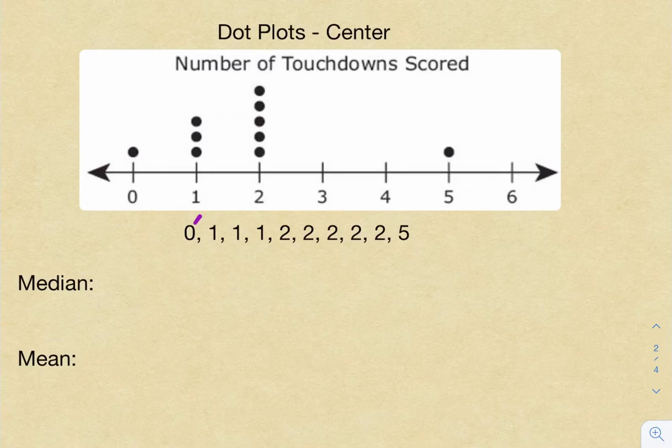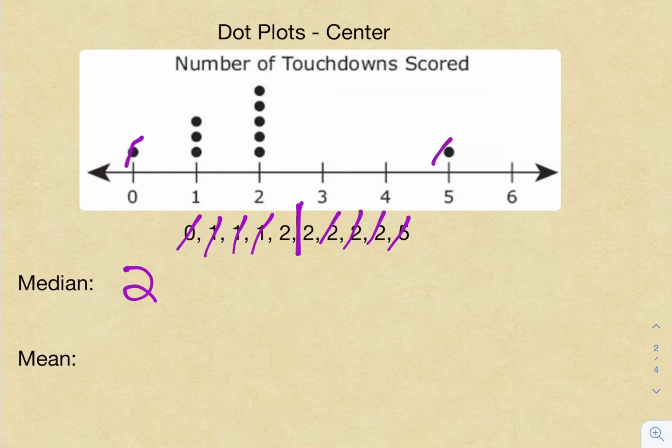Now with dot plots, there are 2 ways to find the median. Some of you may have used your strategy of marking out the least, greatest, least, greatest until you got to the center. Now we have 2 numbers, but they're both 2. That makes it easy for us. Our median is 2. Now, if you wanted to do it just from the dot plot, you could do the same thing. You could mark out your lowest dot, your highest dot, and so on, and then we're left with dots at 2. Therefore, our median is 2.